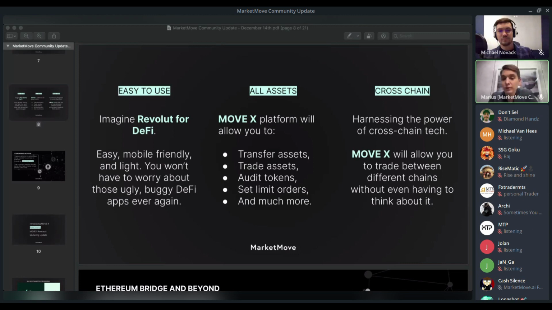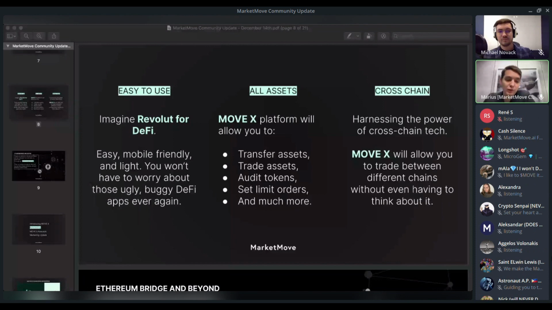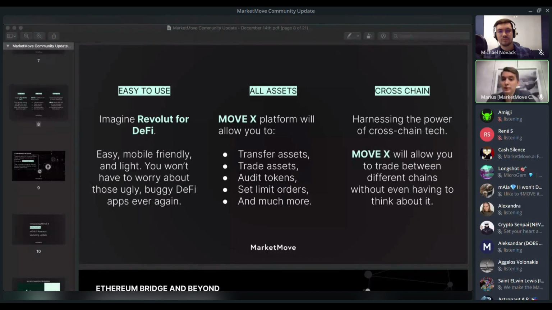So if you haven't used Revolut, it's like a fintech application. It's a very simple to use, let's say, bank sort of card tool. It's easy. It's very mobile friendly. You don't have to worry about all of this difficult stuff. You're going to have the same convenience you have in grown-up fintech tools as you would have in crypto, because that's the way it's supposed to be. Now, this is some very, let's say, broad introduction, but what this is actually going to allow you to do.